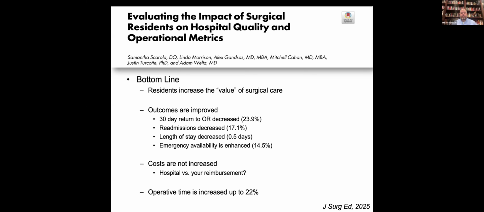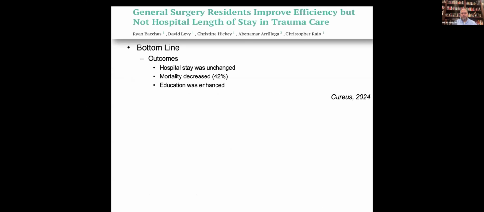Operative time is increased with a resident. Okay. I'm not going to deny that. But you have to look at, is that increase in operative time worth the decrease in your 30-day admissions or 30-day return to the OR, your readmissions, your length of stay, things like that. So again, depending on how value is defined and what the metrics are on which you're measured, that actually could be a great return on investment.